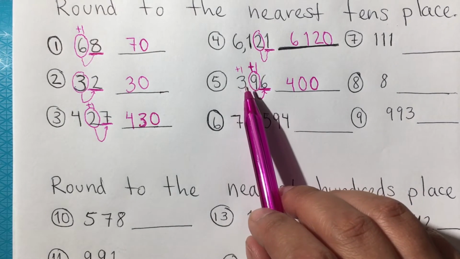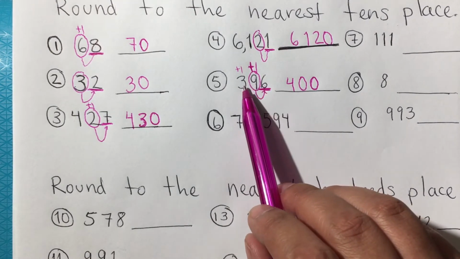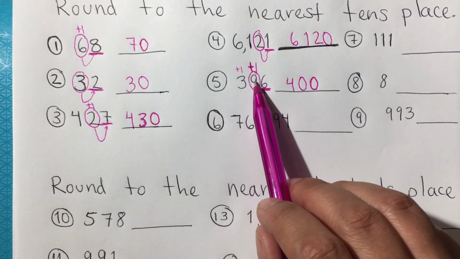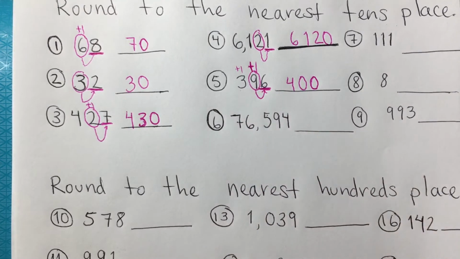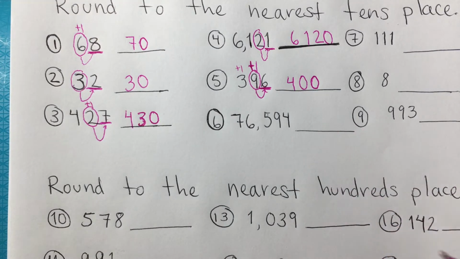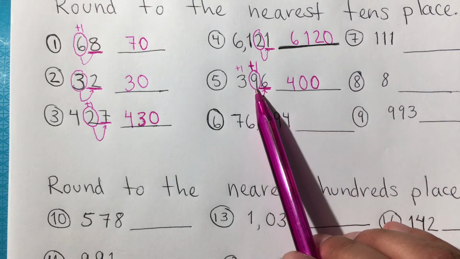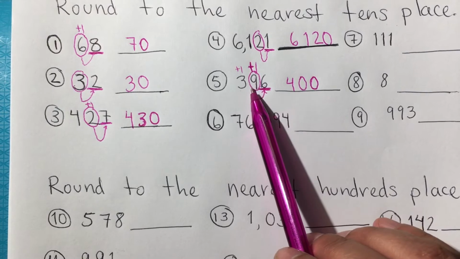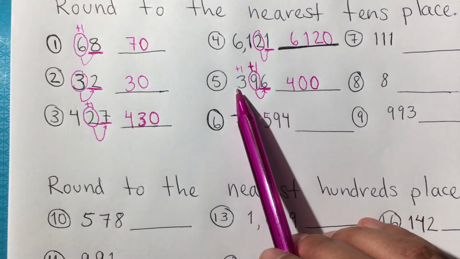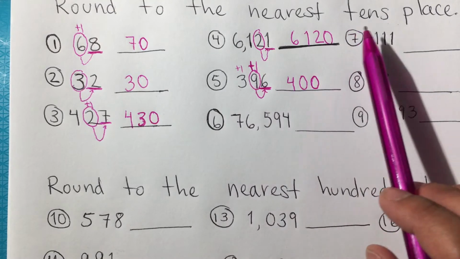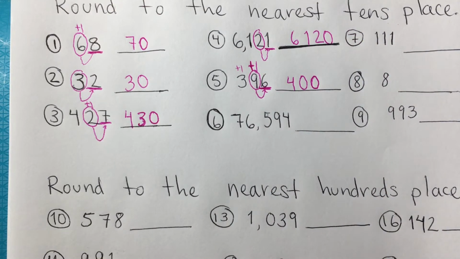Is this closer to 390? Or we don't have anything on the tens other than 9, so or 400, okay? Again, we're rounding to the tens, but because the number that we're rounding is a 9, it affects the hundreds, not the tens place only.